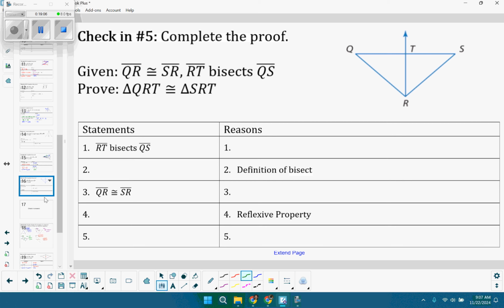There's one final check-in for you to try. You could pause now if you'd like and check your answer on Classroom, but that is also the end of sections 5.3 and 5.5.